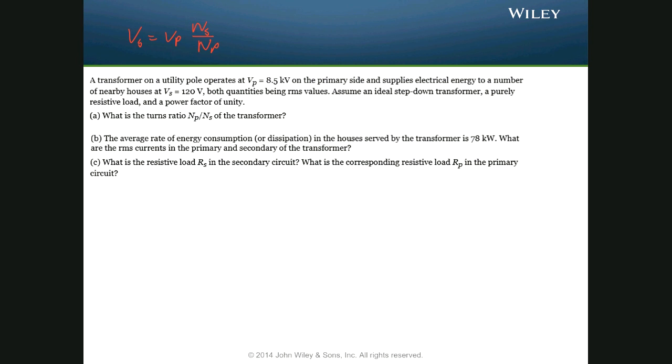I don't think that's the turn ratio. Try inverting that, see if you get the right one, because it's supposed to be a turn ratio.